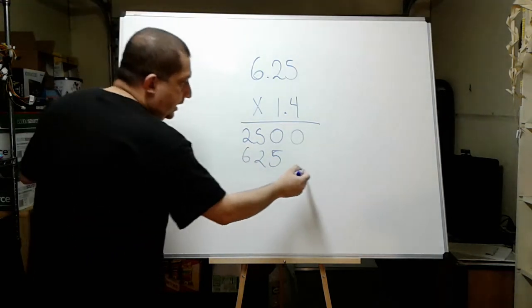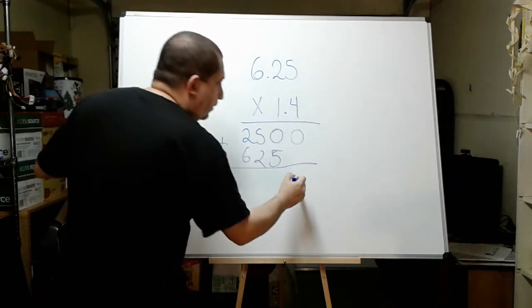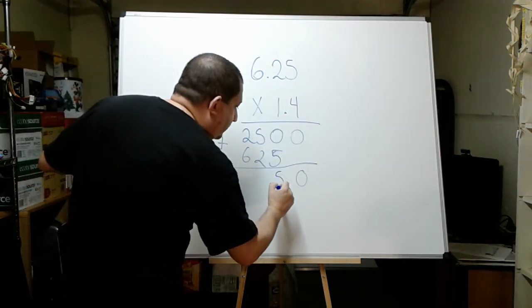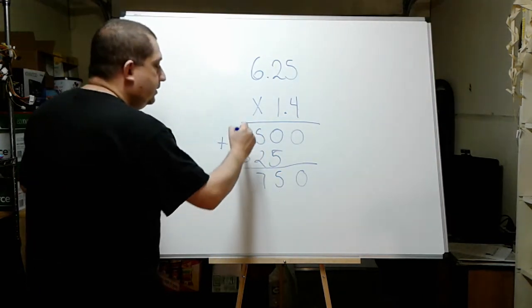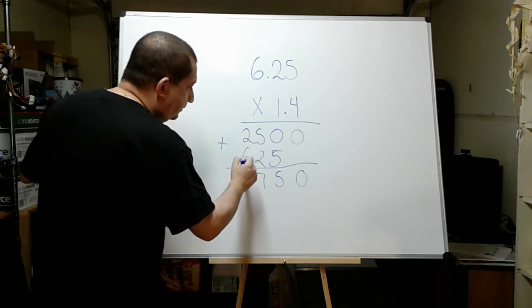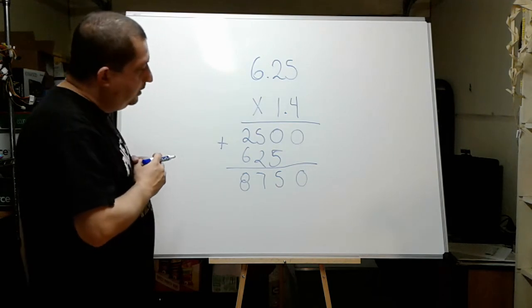Now I'm going to do my addition. Okay? 0 plus nothing is 0. 0 plus 5 is equal to 5. 5 plus 2 is equal to 7. And 2 plus 6 is equal to 8. Okay? Very nice.